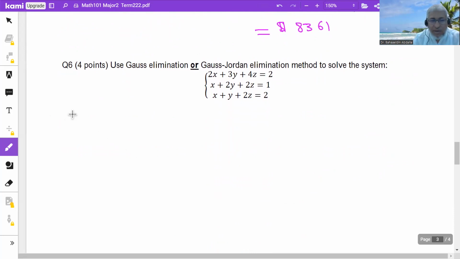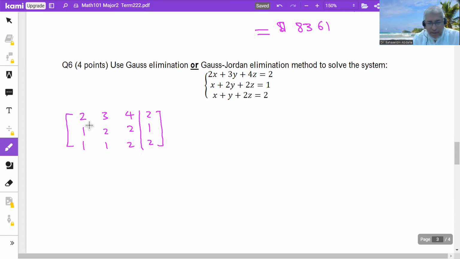Use Gaussian elimination or Gauss-Jordan to solve this system. Well, we start by writing the augmented matrix. So we write all the coefficients of x in the first column. So 2, 1, 1, these are the coefficients of x. Then the coefficients of y, 3, 2, 1. Then the coefficients of z, 4, 2, 2. And then we write the numbers in the right-hand side.